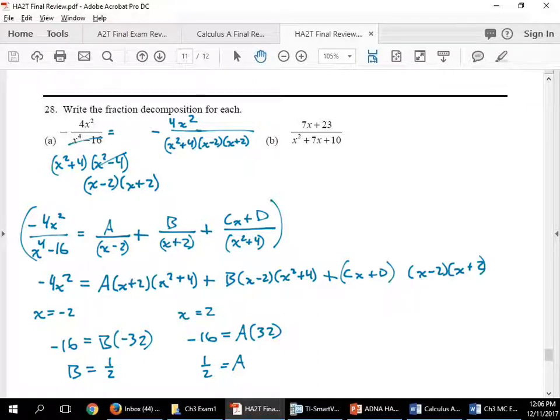What are we going to pick to eliminate everything else so that we can find our C and our D? All right. Forgot to put that negative right there. Oh, you want to plug in 0? But then that wouldn't eliminate this one, this one, this one, this one. They would still be there. We're not going to be able to plug in any x value that will eliminate those other things so that we can solve this.